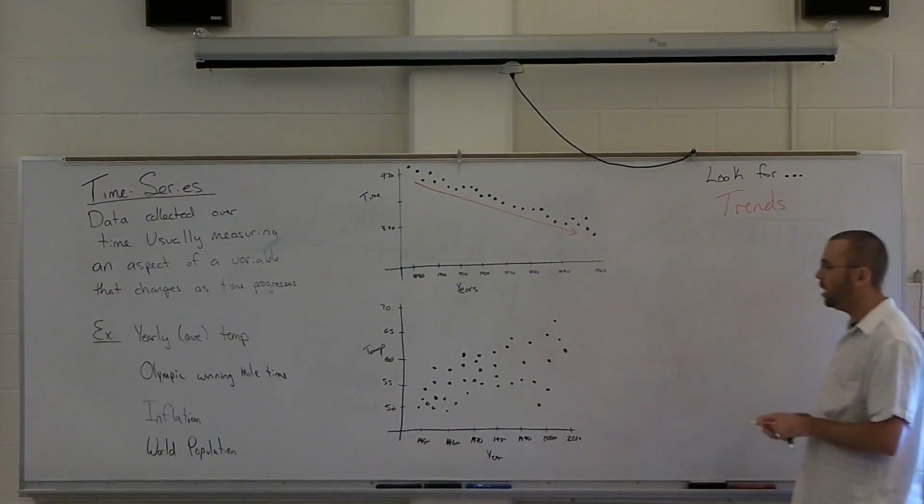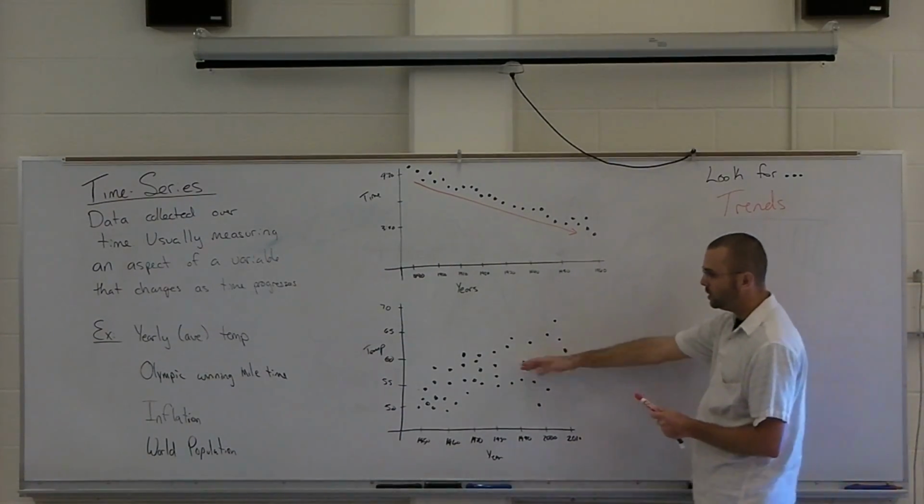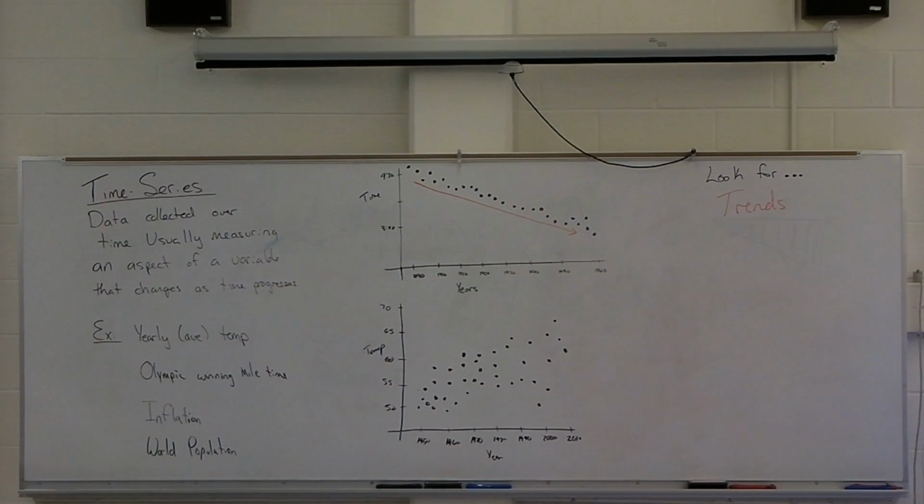We want to look for what kind of trends are there in the data. Sometimes you're not necessarily going to see an easy trend, or there's not going to be some obvious trend that you can extrapolate from that data. As we look at the second set of data here, in this particular example, what do you notice about that particular set of data? Is there a trend that you can identify?